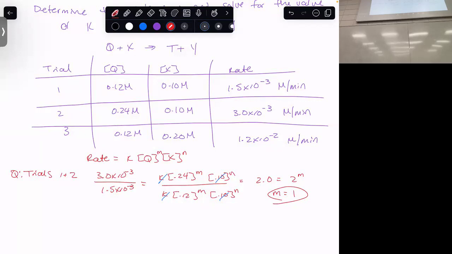Okay. So we can see that from our math. If we plug that into our rate law, we see that our k's cancel out. We see that our x values cancel out. And so our exponent of m, in this case is what I used, is a power of 1. So that is first order with respect to Q. Did anyone get what order x is? It is third order. Yep.